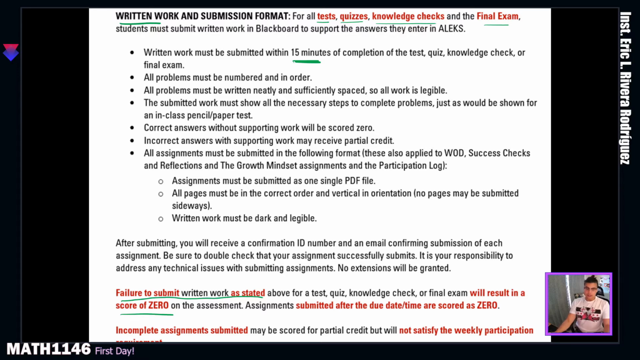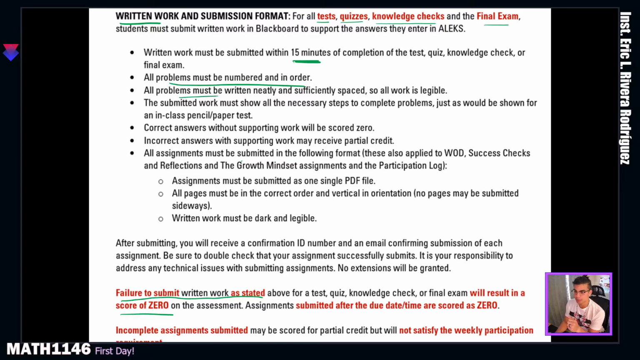The other thing that you need to do is that all the problems must be numbered and in order. All right, so exercise number 1 goes on the first part, then exercise 2, 3, and 4, and so on. Okay, if I'm going to grade your work, if I see the last exercise first, you are going to receive a score of 0. All right.